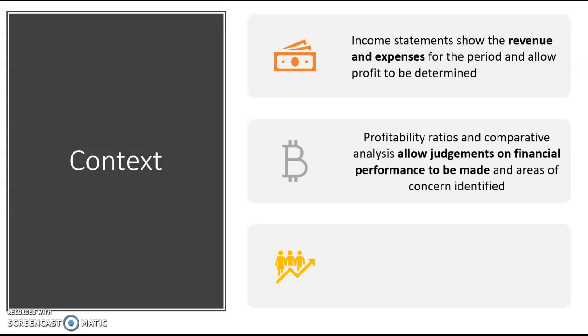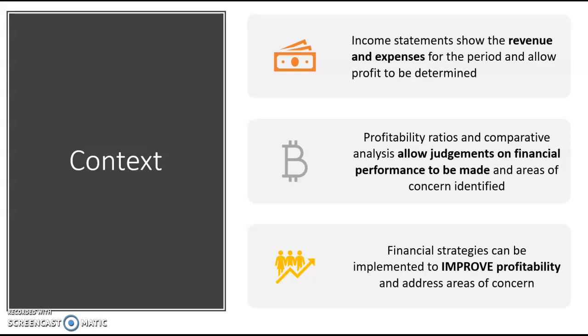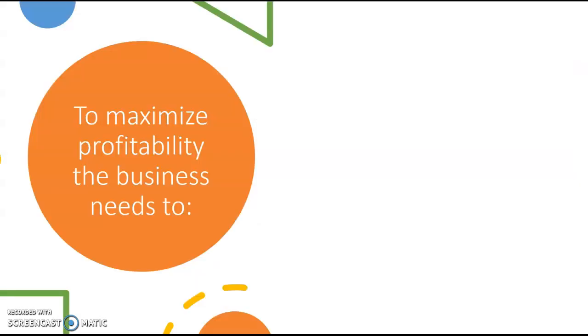We can then use profitability ratios of GPR, NPR, and return on equity, as well as comparative ratio analysis, to make judgments on the financial performance of the business and identify areas of concern in relation to the business's profitability. We can then implement financial management strategies to improve our profitability and address those areas of concern.